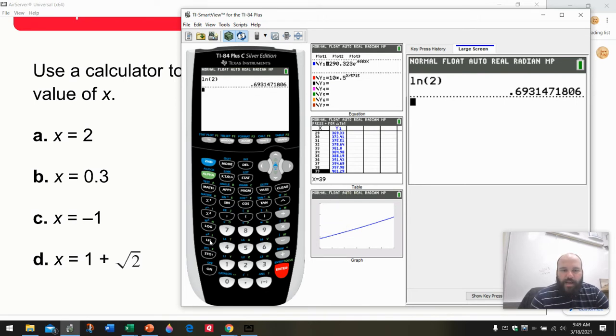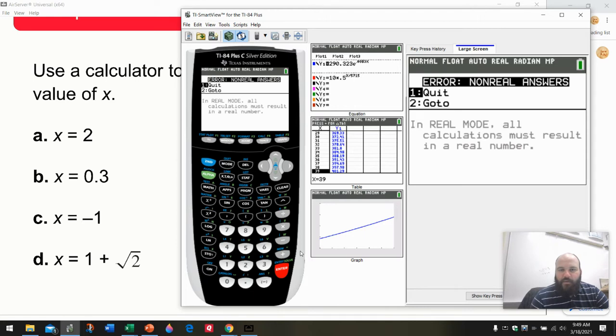Now the next one, we have natural log of 0.3. Once again, close out your parentheses and then hit enter. And we have the next one, part C, natural log of -1. Now, maybe that might ring some bells about something we might have talked about prior to this video about taking log of a negative number.